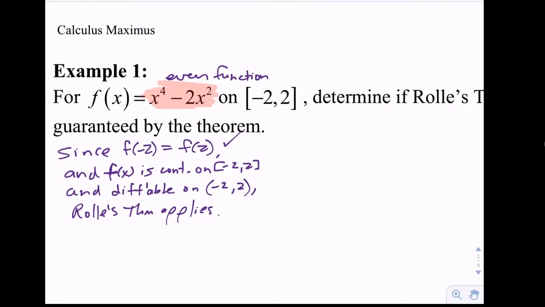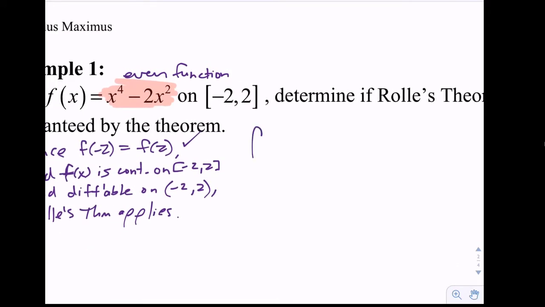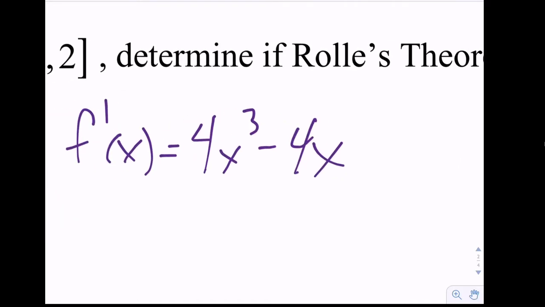All right, so how are we going to find it? Rolle's theorem is an existence theorem. It just tells us the 3 conditions needed for it to exist, but now we have to find it. It said to find the value. How do we find critical values where the derivative is 0? We set the derivative equal to 0. Let's go ahead and take the derivative. F prime of x is 4x cubed minus 4x to the first, and we set it equal to 0.